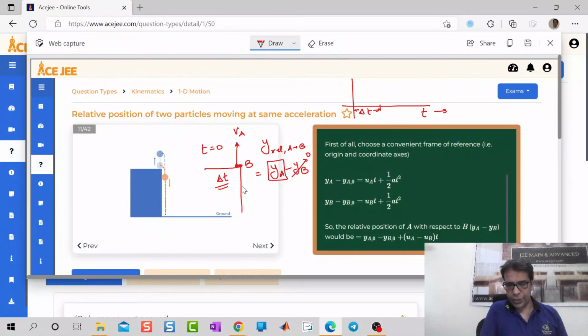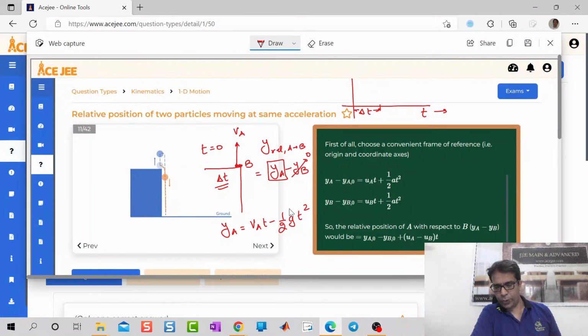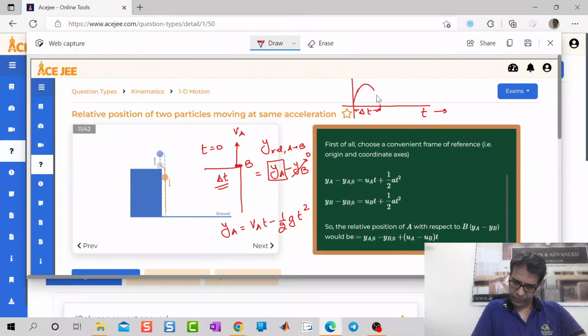How will YA change? Well, S is equal to ut plus half a t square. So this will be a quadratic equation, right? So it is going to go up and then come back down. So will it be like this, Peter?